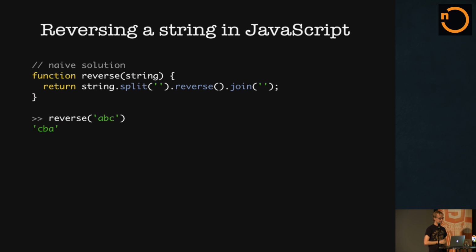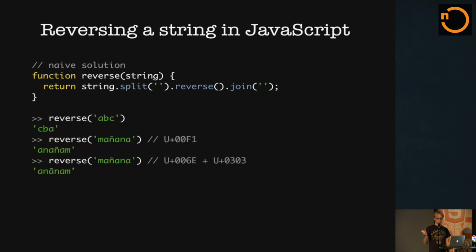Now let's try another one. If you take the string mañana with the n with the tilde on top of it, it still reverses correctly. Now let's try the other mañana where the n and the tilde are 2 separate characters. In this case, the combining tilde now gets applied to the wrong character. It gets applied to the A instead of the n, which is probably not what you would expect.